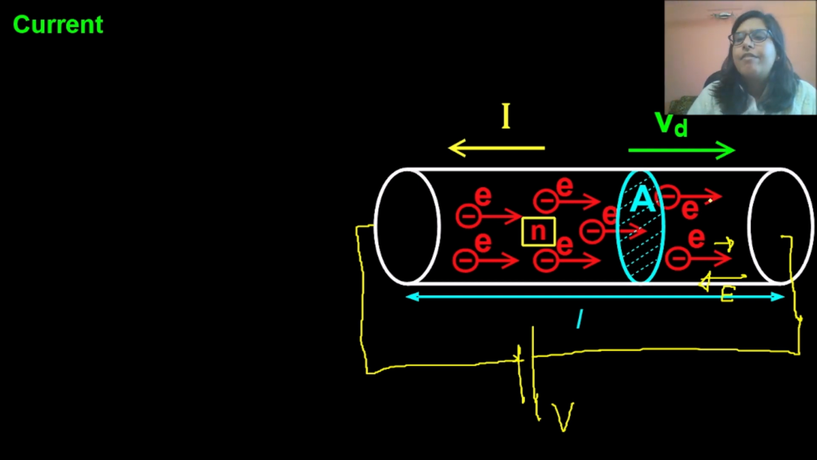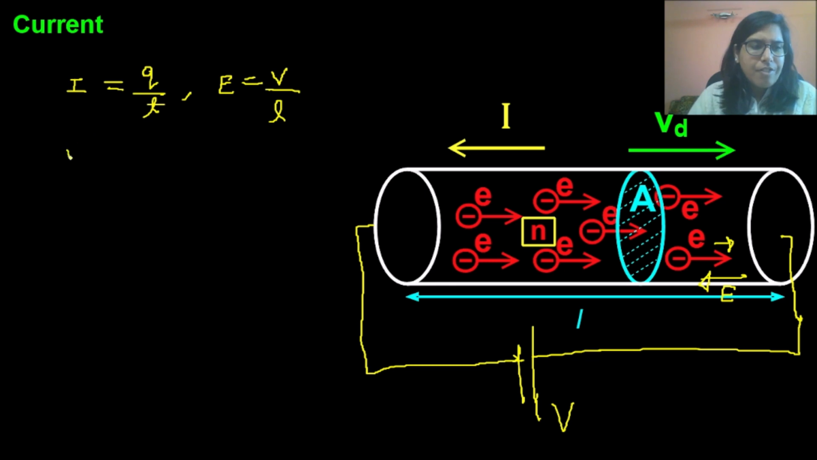That means the current will be in the direction of the electric field, and suppose current is I, then we can write I equals total charge upon time, and the other formula which we have seen, E equals V by L. Right?